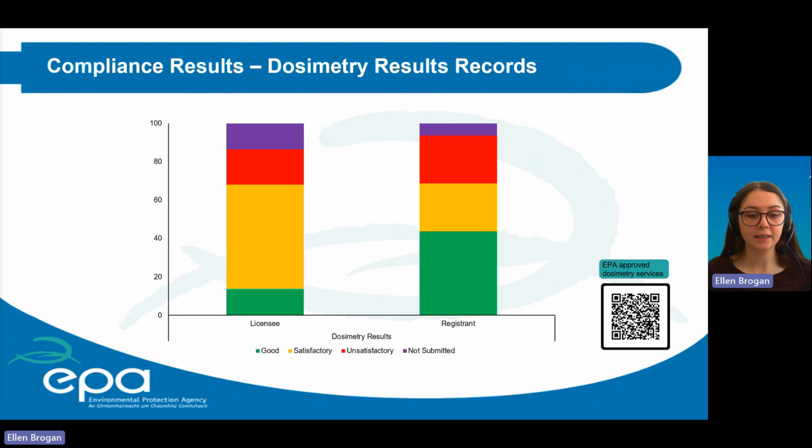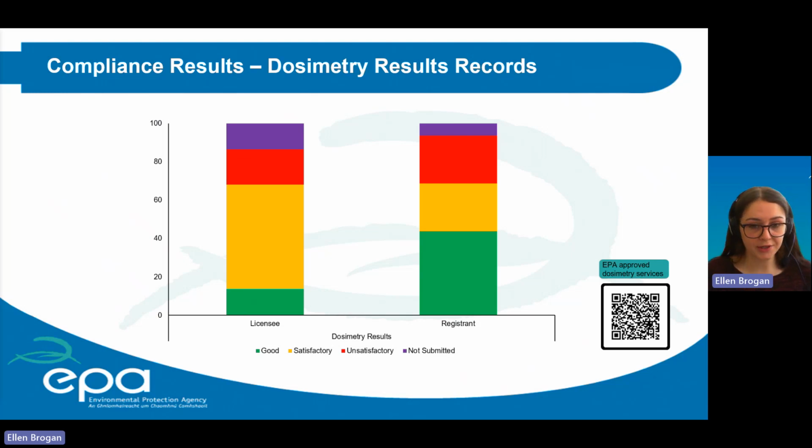So approximately 70% of the most recent dose records submitted by licensees and registrants were either good or satisfactory. We considered them to be good when they showed actual doses, but satisfactory if they did not show an actual dose, and just provided some kind of mark, a star, for dose records that were below a minimal reportable dose, but didn't show the actual value.